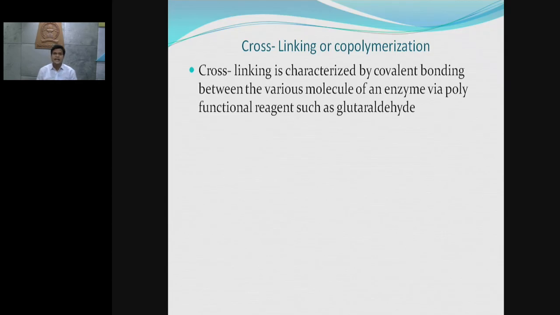So, cross-linking and copolymerization. In this method, covalent bonding is possible between various molecules of the enzymes via functional agents such as glutaraldehyde. We can use many coupling agents. We can form cross-linking, or we can make the polymerization of all enzyme molecules here.